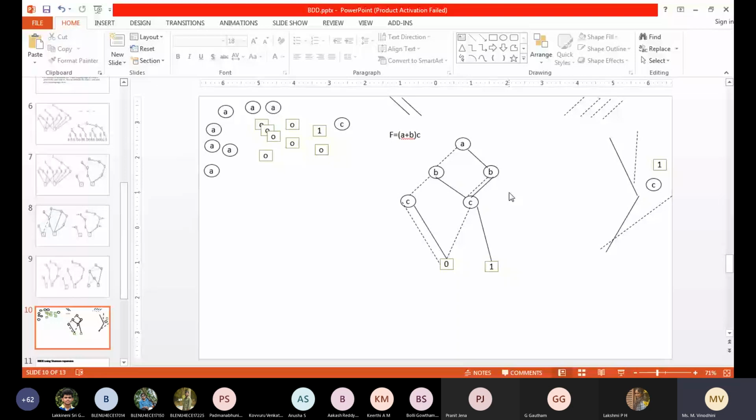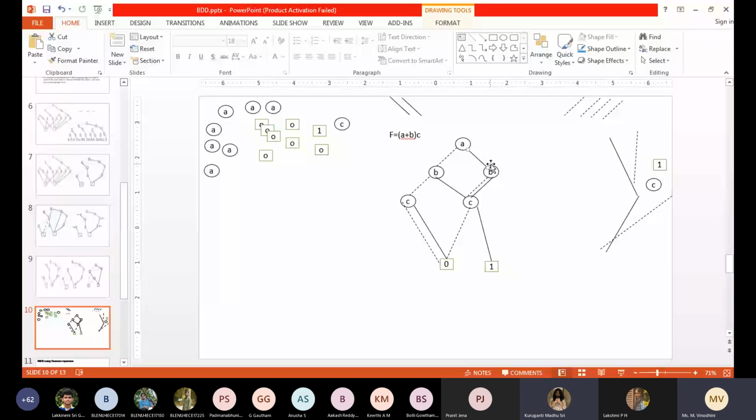Next, we need to check for the third rule. Check it out. Is there any redundant node present here? Right side B. And C. Right side B, yeah, correct. This B is a redundant node because it is having one input and two outputs going to the same node. It's a redundant node.